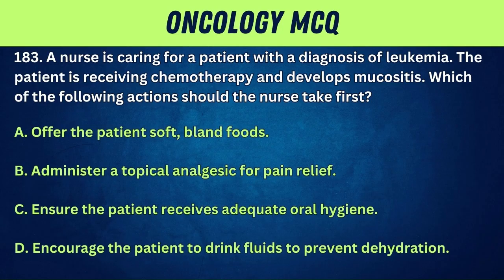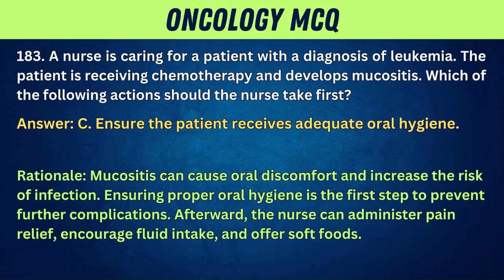183. A nurse is caring for a patient with a diagnosis of leukemia. The patient is receiving chemotherapy and develops mucositis. Which of the following actions should the nurse take first? A. Offer the patient soft, bland foods. B. Administer a topical analgesic for pain relief. C. Ensure the patient receives adequate oral hygiene. D. Encourage the patient to drink fluids to prevent dehydration. Answer: C. Ensure the patient receives adequate oral hygiene.